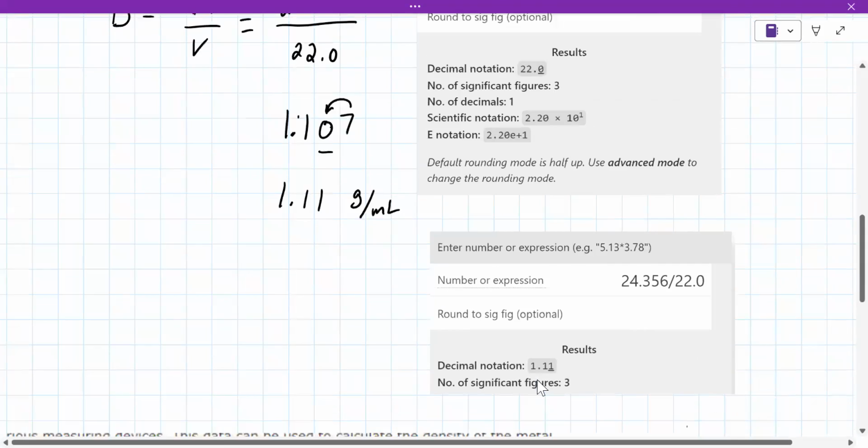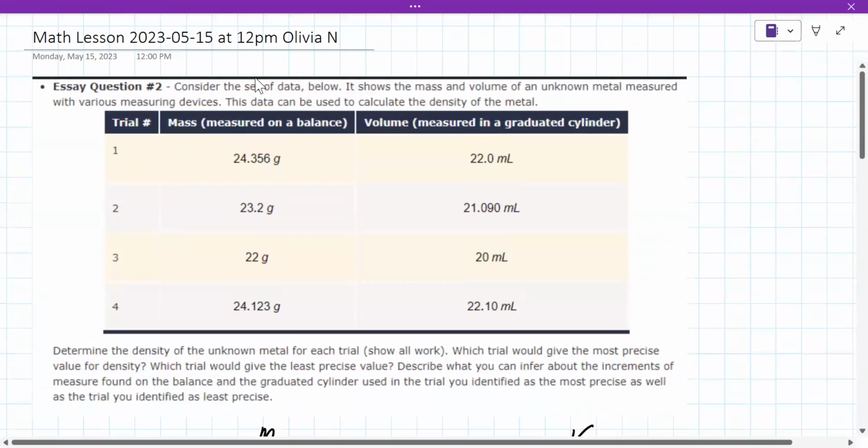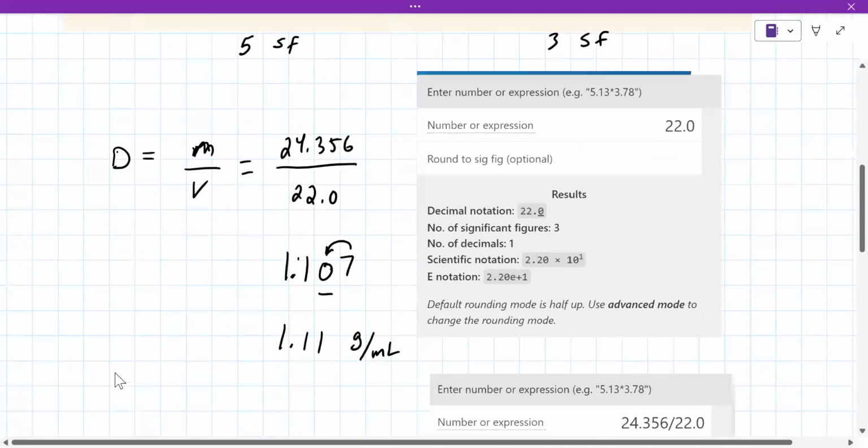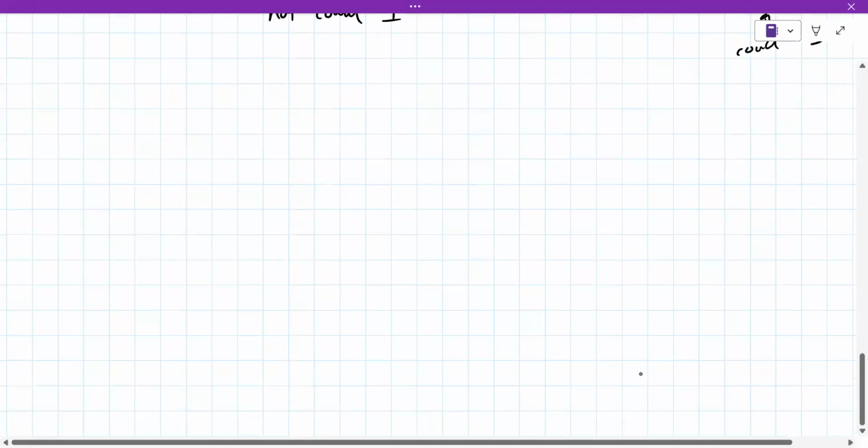We're done with, I'm sorry for the scrolling here, but we're done with determine the density. So the next thing is which trial will give the most precise value for density. And by the way, is this the questions where you got to write 500 words and cite your sources and all that? No. Okay. Which trial will give you the most precise value for density? So the one with 4 significant figures down here at the bottom. So you want to say trial number 4. Trial 4 is the most precise.